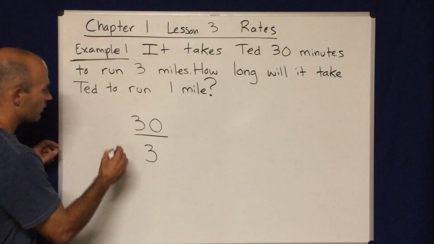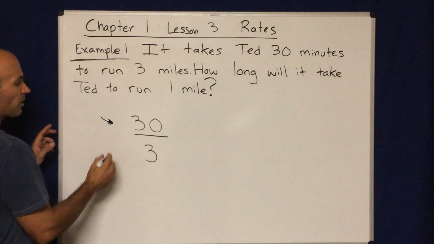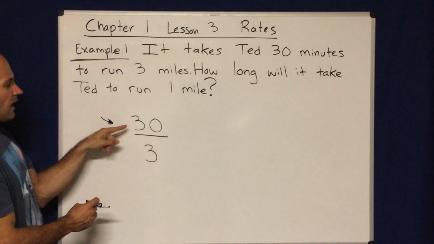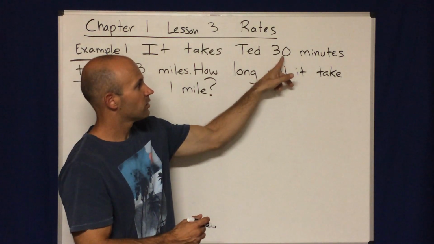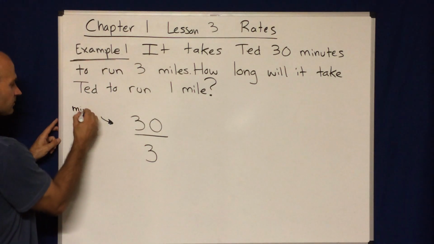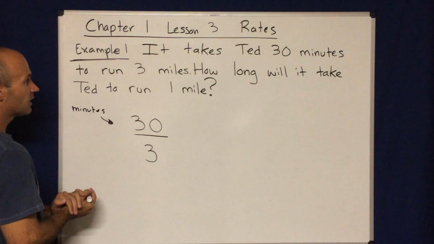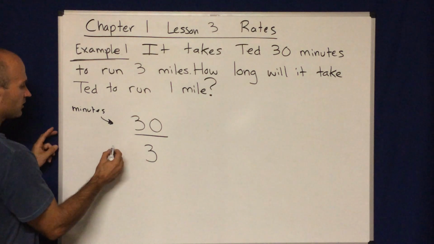One thing we want to be careful of is the units. So by making this choice of putting the 30 over the 3, I'm designating my numerator units as minutes. 30 corresponds to minutes. So I'll put a little reminder that my numerator corresponds to minutes. My denominator, 3 miles, there's the 3, corresponds to miles.